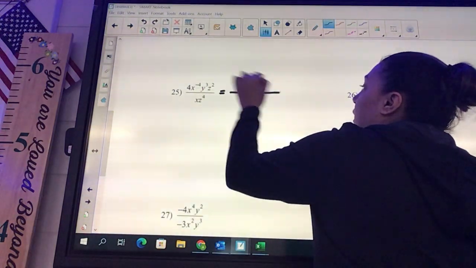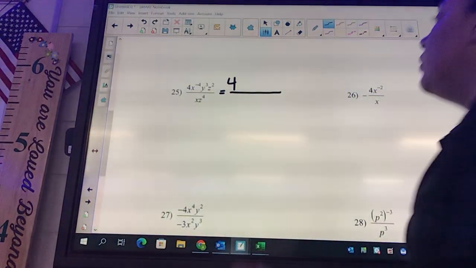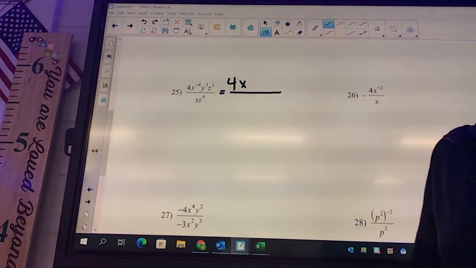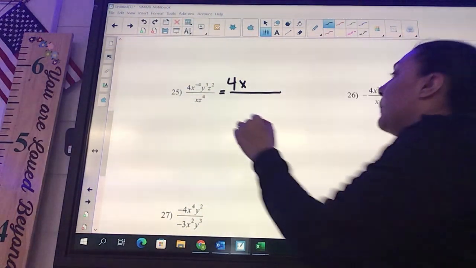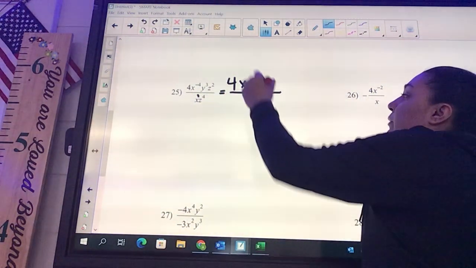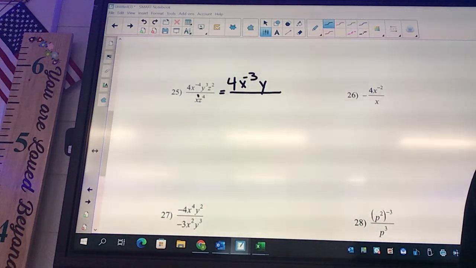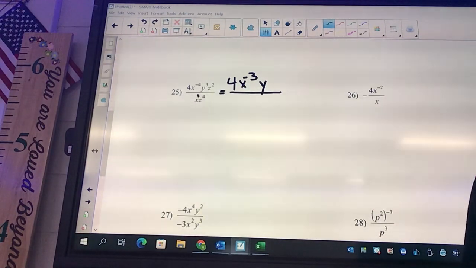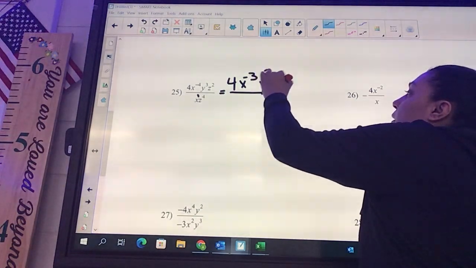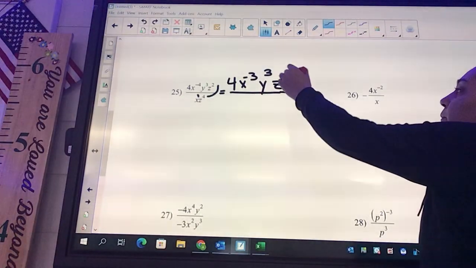Okay, 25, we're going to leave the bigs where they're at. Okay, so first let's do the x's. Negative 4 minus what? 1. Good. Okay, what is negative 4 minus 1? Negative 3. Okay, then we have the y's. We got y to the 3 on top and nothing on the bottom. So what's it going to be? 3. Yeah, it's still going to be 3. Z to the, we got 2 minus 4. Negative 2.